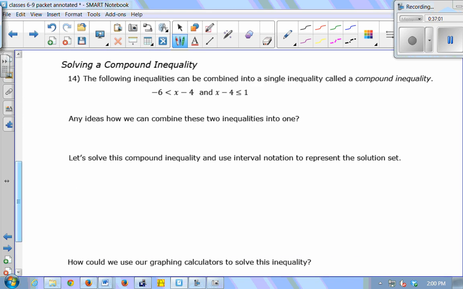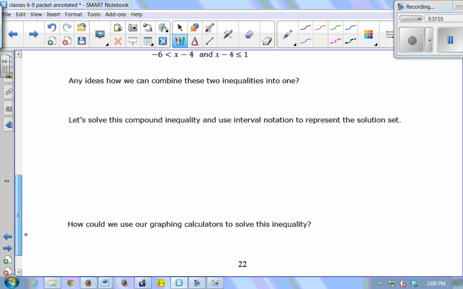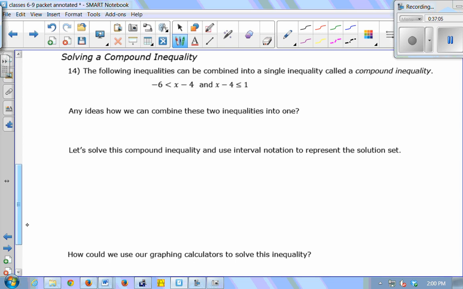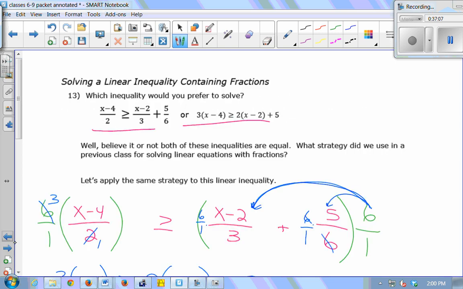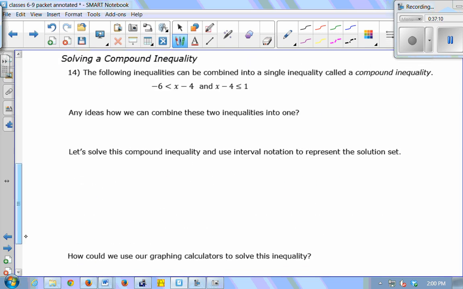All right, so the last kind of inequality we have is a compound inequality. So in this case, the following two inequalities could be combined into a single statement. So if I say negative 6 is less than x minus 4, and x minus 4 is less than or equal to 1, how could I combine them into a single statement, just to be more efficient?